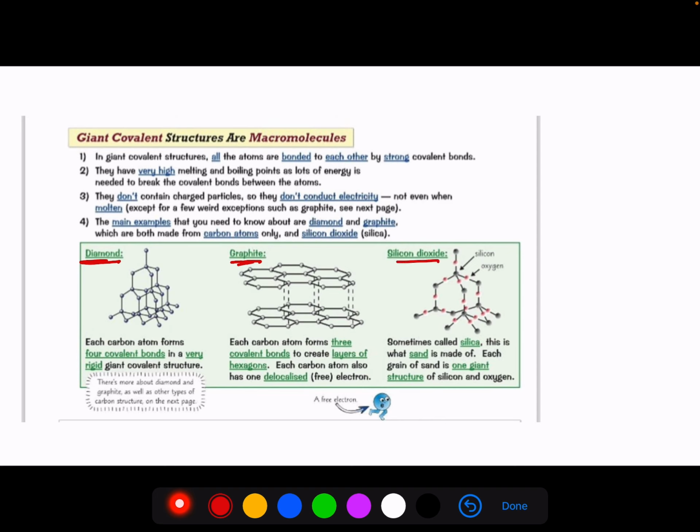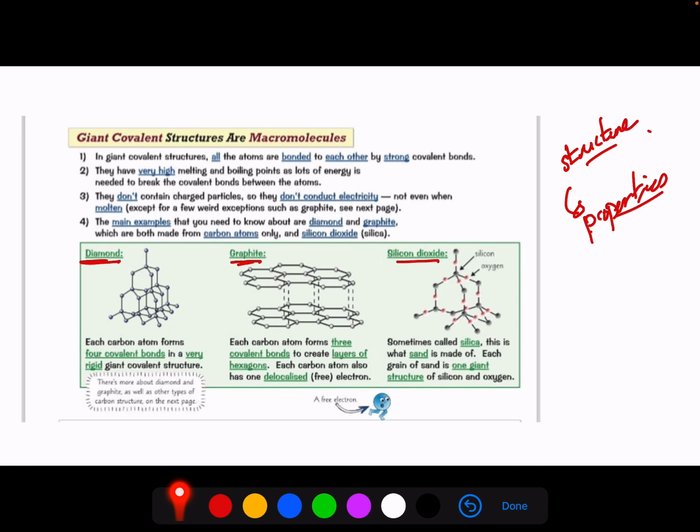I'm going to start, guys, with the difference in the structure, and then I'm going to link that to the properties, okay? Because when the structure is different, hence the properties will differ as well. So let's check together the structure of the diamond.